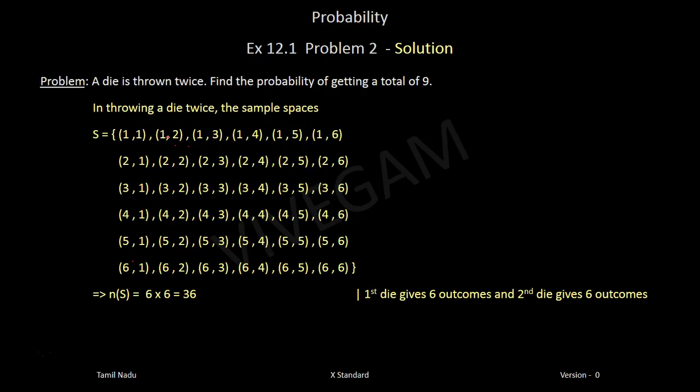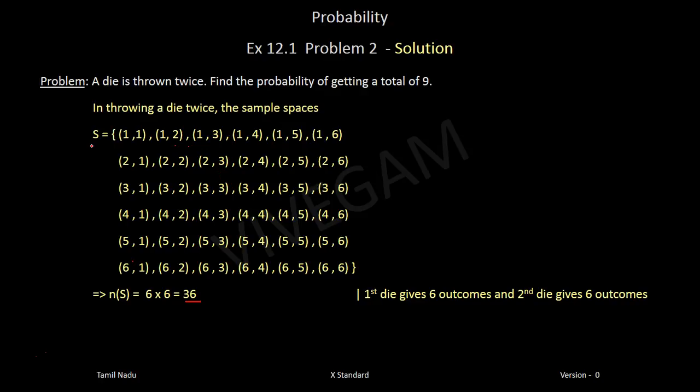So altogether if you see, 1, 2, 3, 4, 5, 6, every row has got 6 outcomes. How many rows are there? 1, 2, 3, 4, 5, 6. So 6 into 6, 36 ways the outcome can happen. Any of these things are possible.